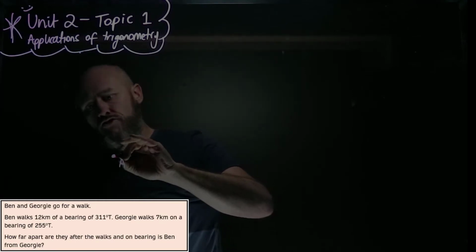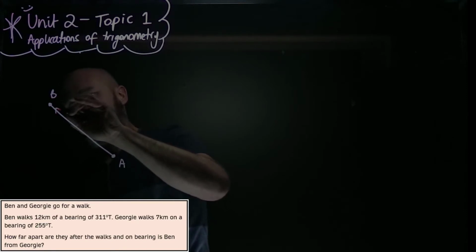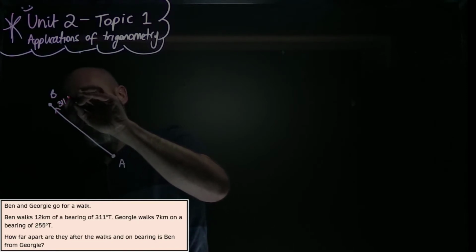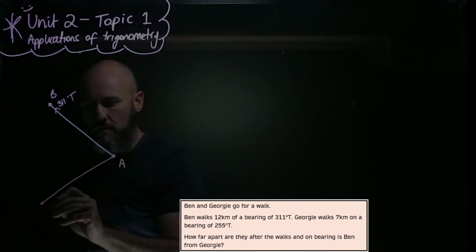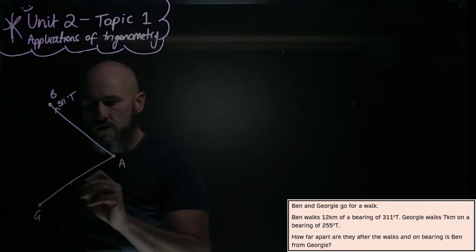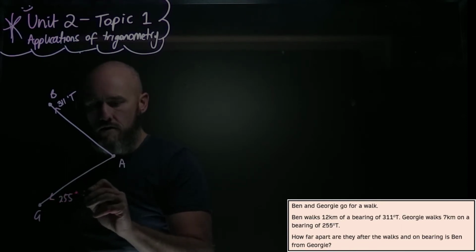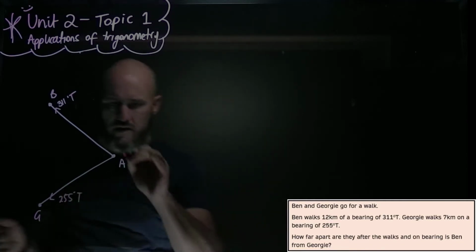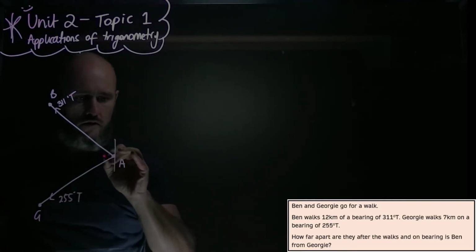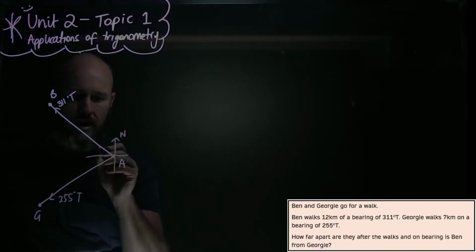And Ben goes off in this direction. So I'll have him finish here at B on a 311 degrees true bearing. And Georgie goes off in this direction to point G on a 255 degrees true. Now this angle out here, I don't really care too much about it. So if I pop my little diagram there with north, I'll just extend that out a bit.